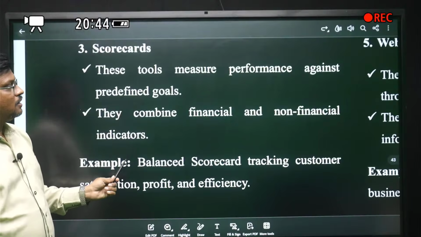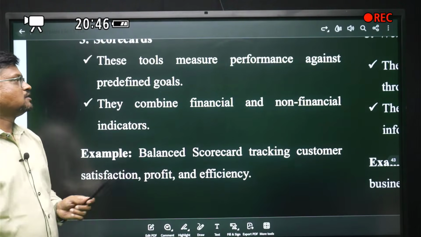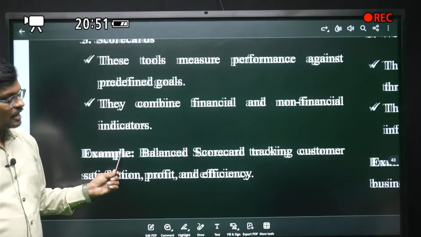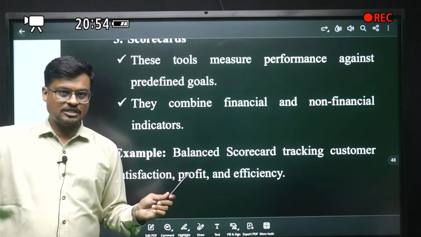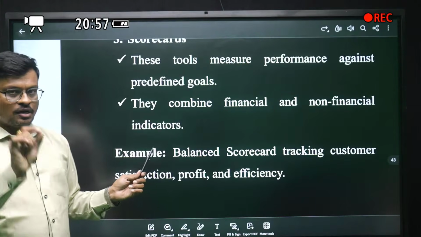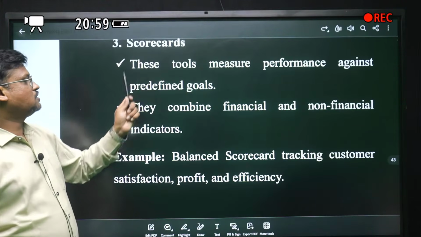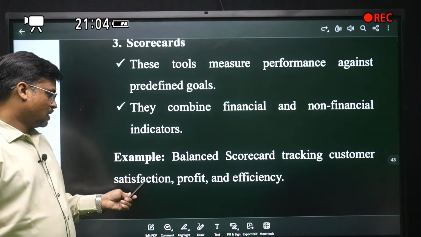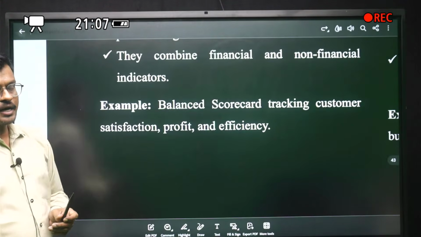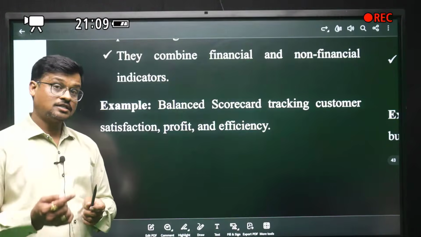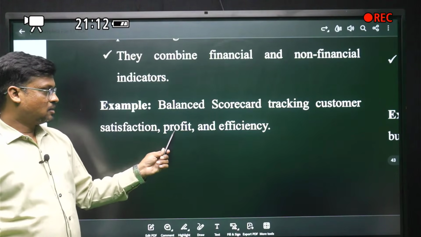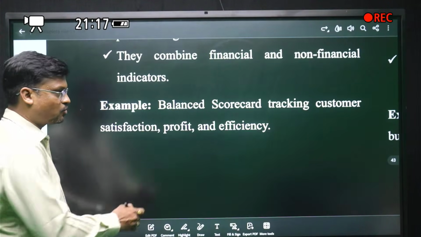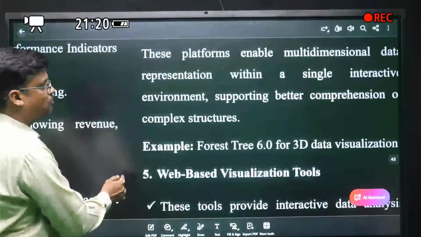Third one is scoreboards. These are BPM tools. These tools measure performance against predefined goals. What is the actual performance and what is the predefined benchmark? Whether both of them match or not, you come up with a measurable quantity, that is your scoreboard. They combine financial and non-financial indicators. Example: a balanced scoreboard tracking customer satisfaction as well as profit and efficiency. This is financial, this is non-financial. You can club both of them and display them in a single scoreboard.